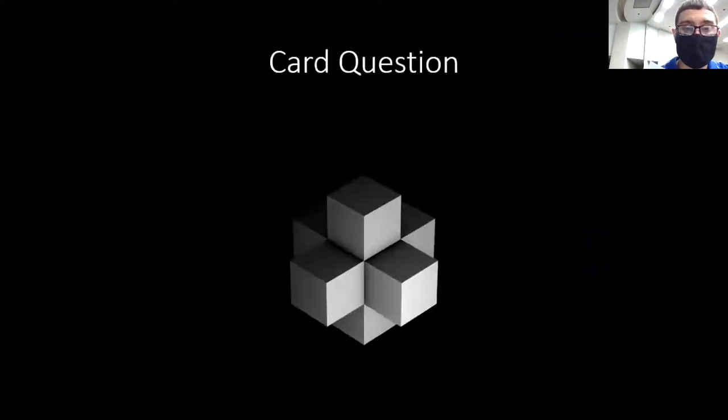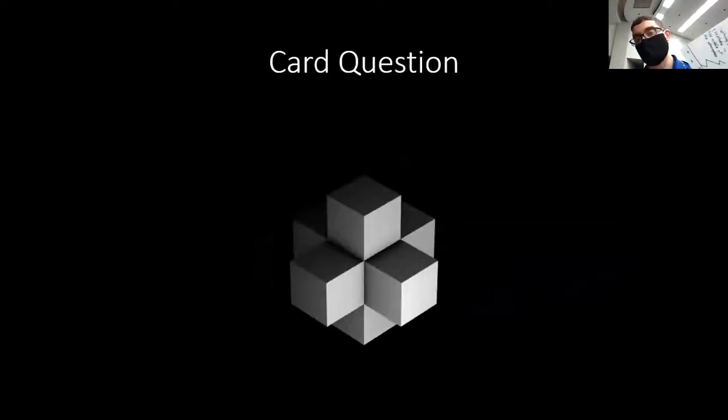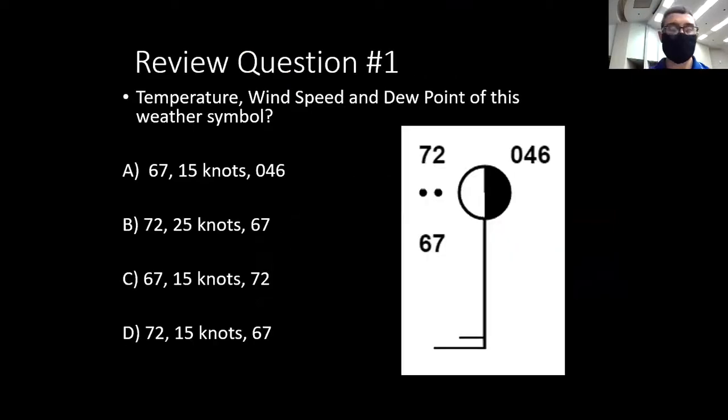So let's skip this. Let's do a card question before I have you guys write the diagram to finish up for the day. Our first card question for today, again, really important. You guys are going to see this on your multi-part test, the multiple section test next week. We've got temperature, wind speed, and dew point of this weather symbol. So we got to know our weather symbols, right? Tell me the temperature, wind speed, and dew point. Is it A, 67, 15 knots, 46, B, 72, 25 knots, 67, C, 67, 15, 72, or D, 72, 15, 67? Got to know our weather symbols.